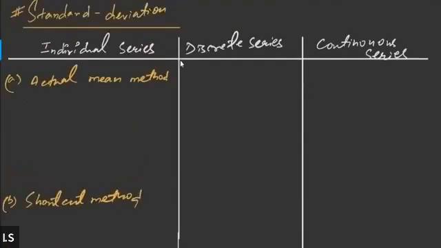The standard deviation can be solved by 3 methods, and all 3 methods are available for solving all 3 types of series. That means if the question is based on an individual series, it can be solved by the actual mean method, shortcut method, or step deviation method. Similarly, discrete series can also be solved by the actual, shortcut and step deviation methods. And similarly, the continuous series can be solved by all these three methods.